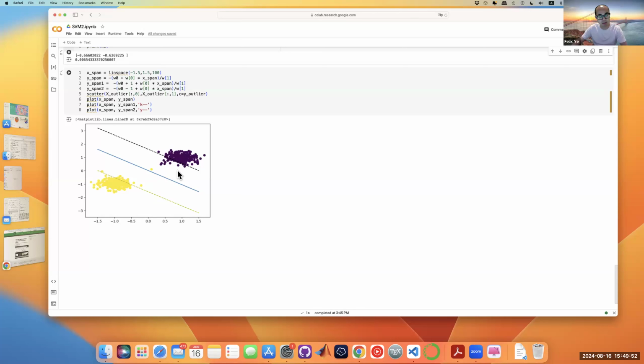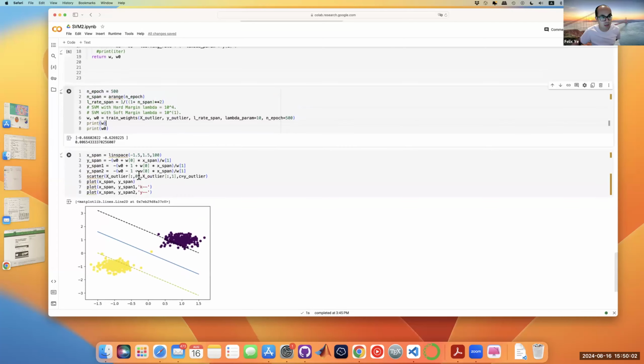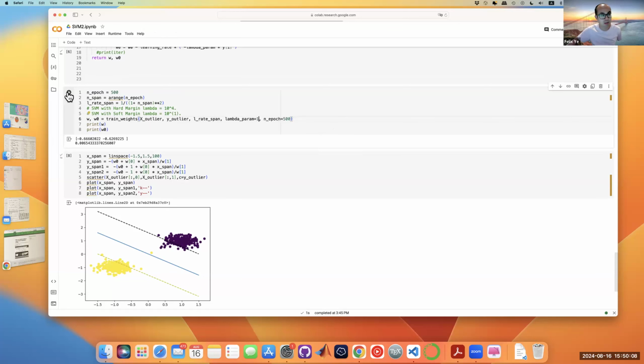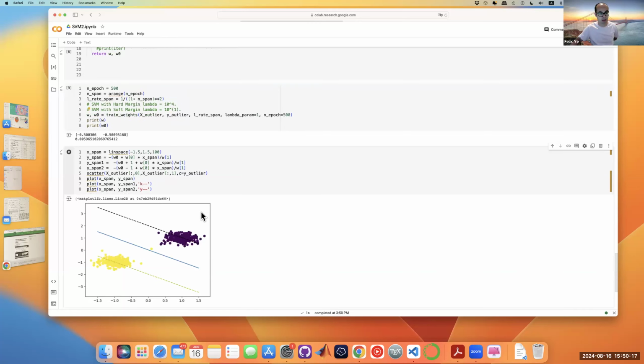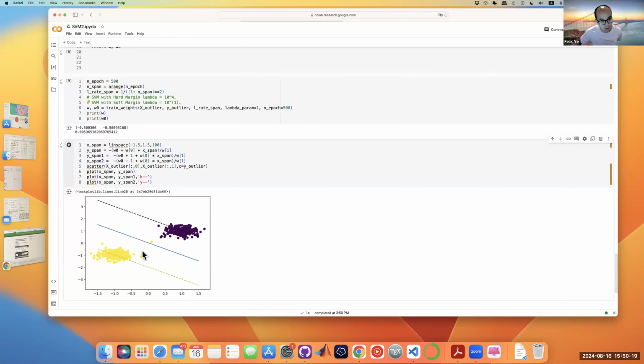So that means for these points, the xi will be bigger than 0, and that xi will be bigger than 0 here. And then we can try with a different lambda, let's say lambda equal to 1. So you can see right here we have more violation of the margin boundary.